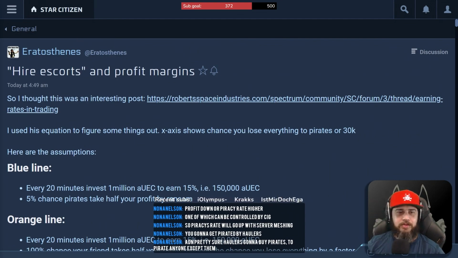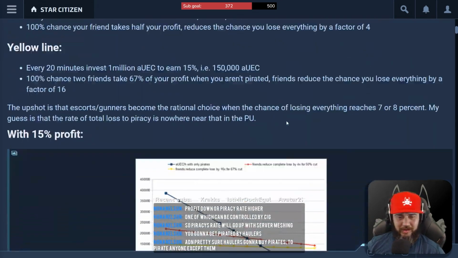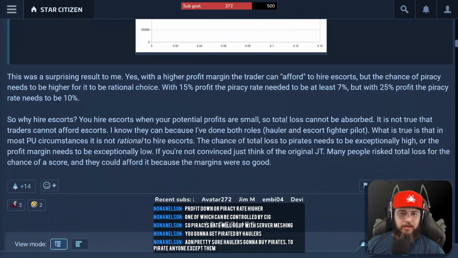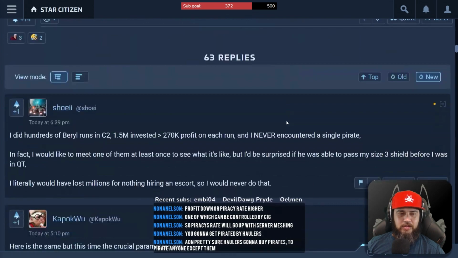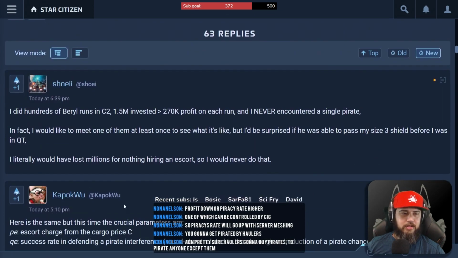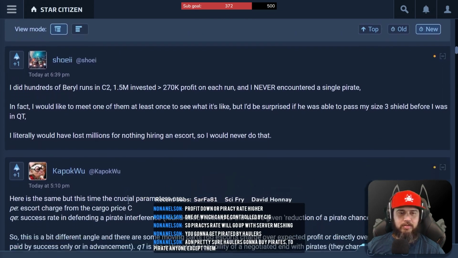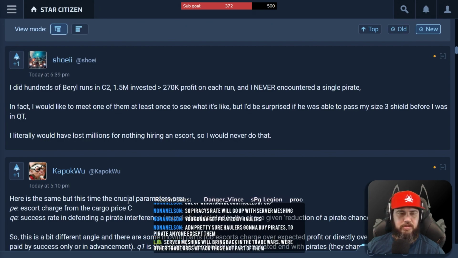Alright, I thought this post was going to be a bit more interesting than what it ended up being. I quickly flicked through it and saw the graphs and thought, yeah, this looks like it'll be interesting. Here we go. Shieldy: I did hundreds of barrel runs in a C2, 1.5 million invested, 270k profit on each run, and I never encountered a single pirate. In fact, I'd like to meet one at least once to see what it's like, but I'd be surprised if you could get past my size shields before I was in QT. I literally would have lost millions for nothing hiring an escort, so I would never do that.